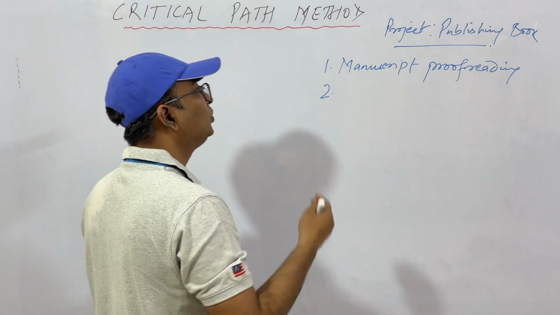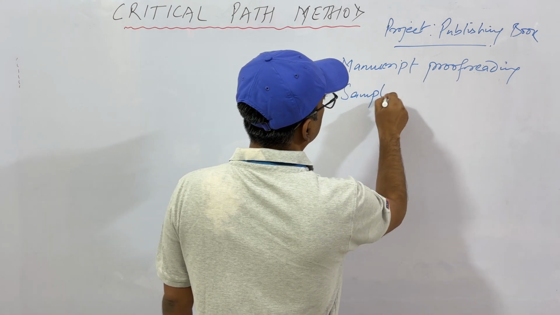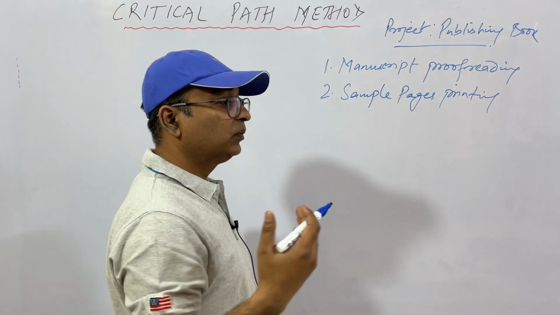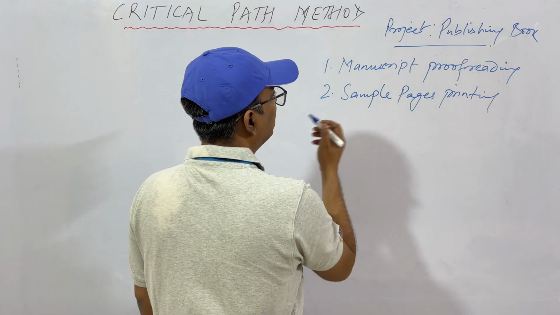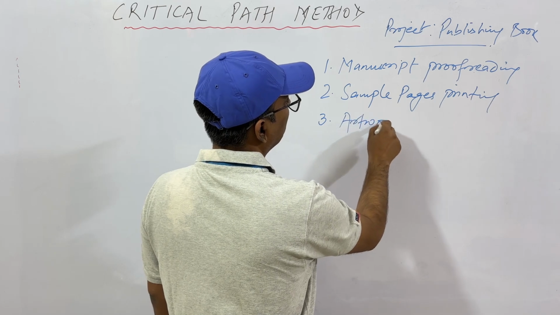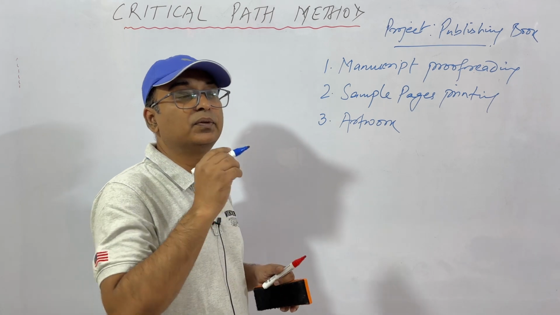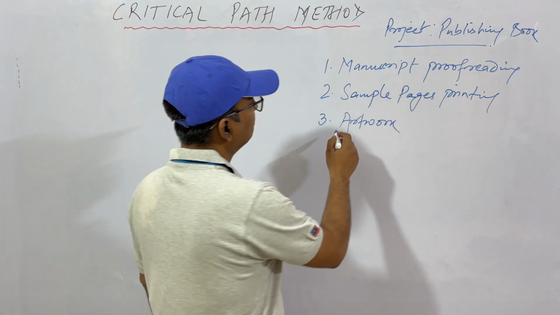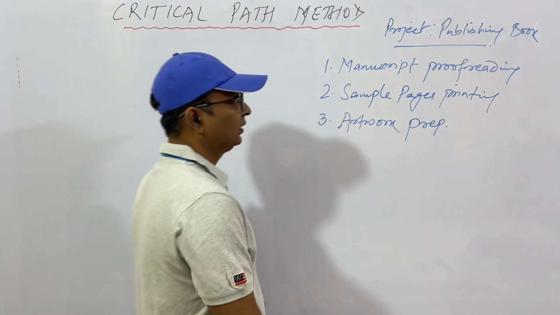Second activity will be to print a certain number of pages, sample pages printing, because you will obviously want to see how it looks as a book, whatever you have written. So printing of some sample pages will be the second part. Third will be preparation of artwork. Every book, even the book you are holding right now, you'll see there are several artworks. You may have diagrams, you may have figures, pictures of certain monuments and all. So artwork preparation will be another activity.